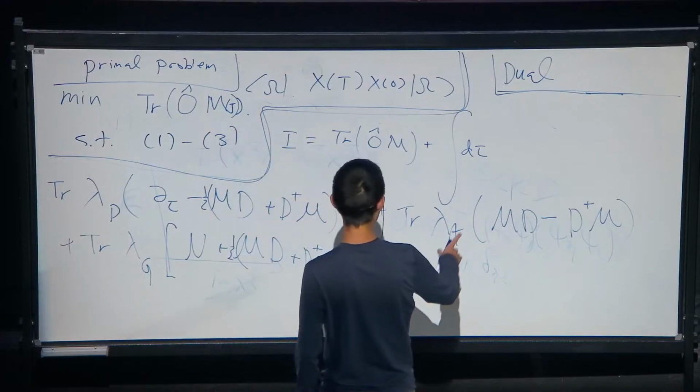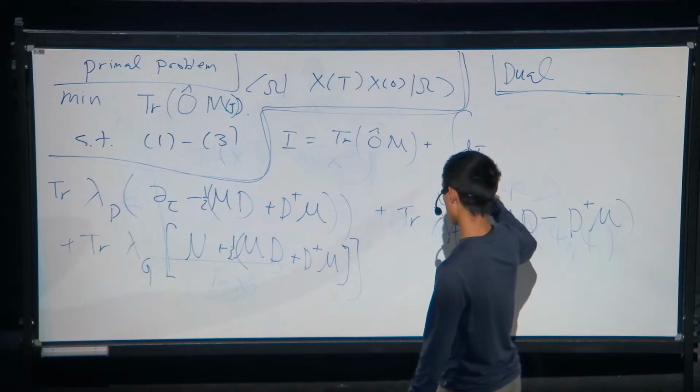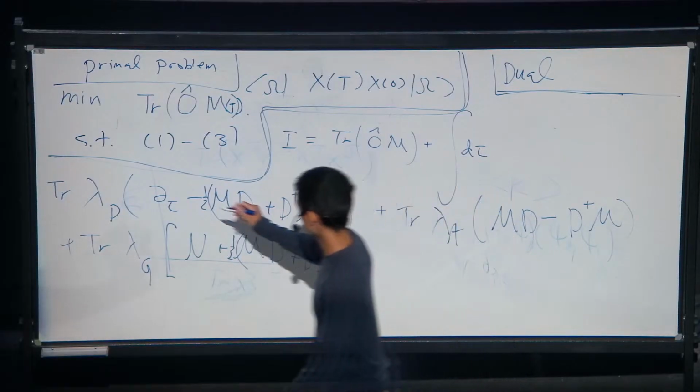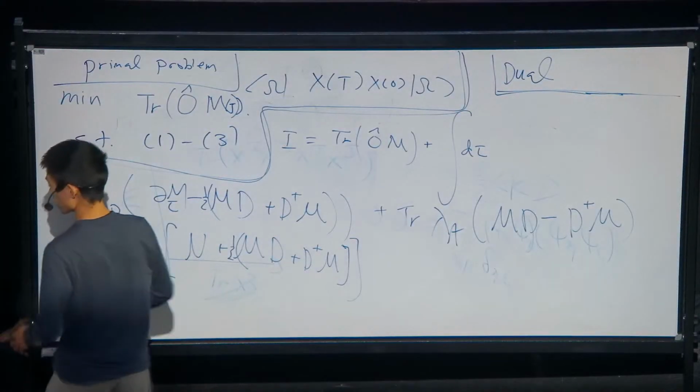Sorry, d tau m. In the lambda d, d tau of m. D tau, thank you. Thanks a lot. Now, so far I've implemented these things.